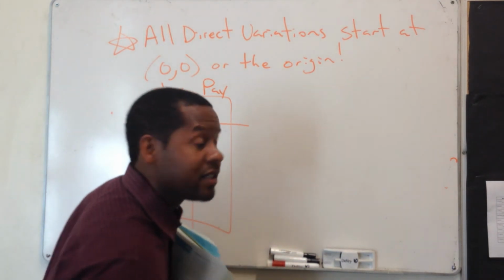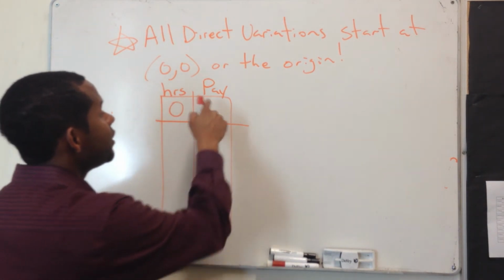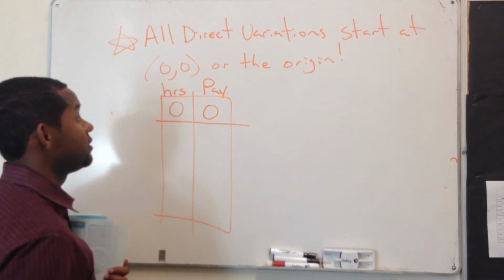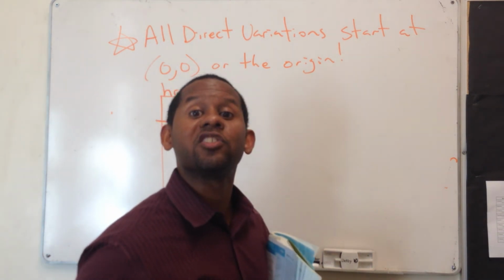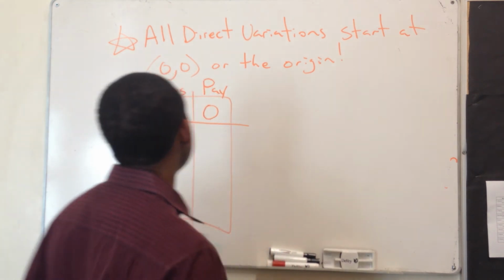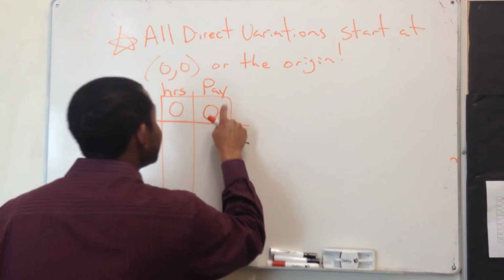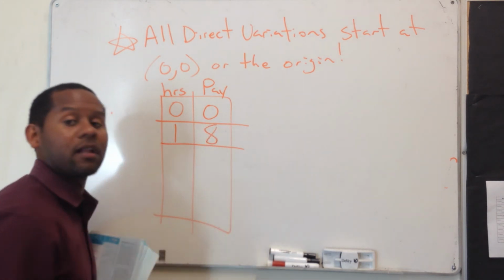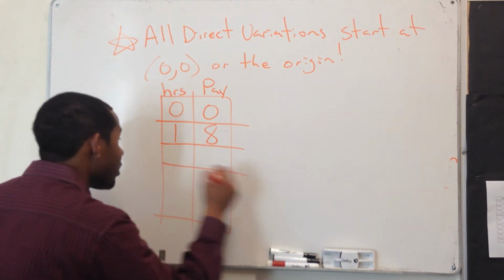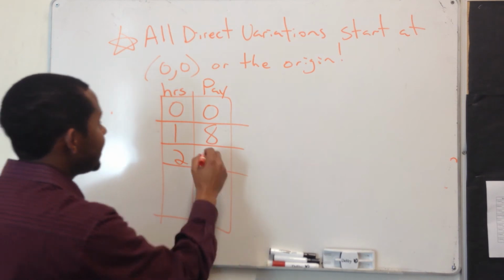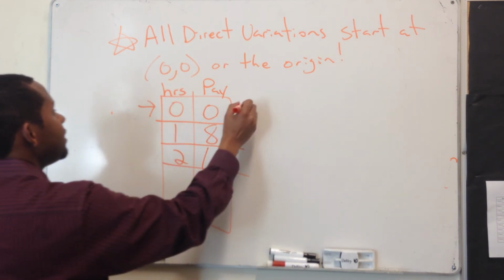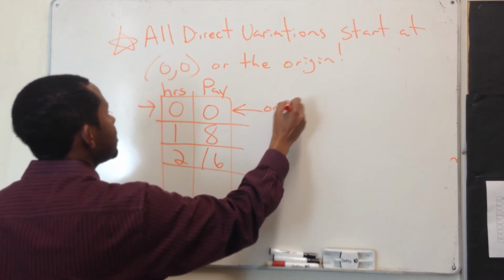If I work 0 hours, how much should I get paid? Nothing, right? There always has to be a starting point. Always has to be 0. I work 0 hours, I get no pay. I work 1 hour, I get $8 of pay. I work 2 hours, I get $16 of pay. All right? But here's the key. This right here is the origin.